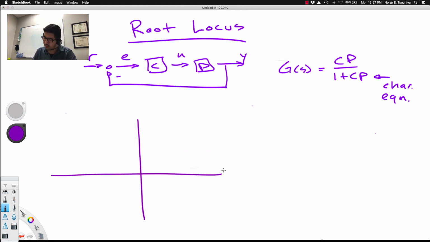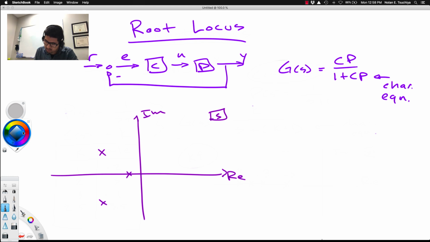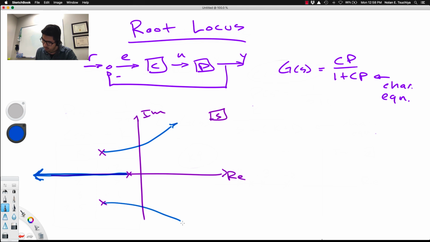Root locus plots can come in many different varieties. In fact, they start to look awfully strange at some point. Here's one example of what you may see for a root locus. You might have 3 poles like so, and the root locus branches may do something like this. I'm just picking arbitrary colors here. One branch may go this way, and then the other 2 may go this way and this way.